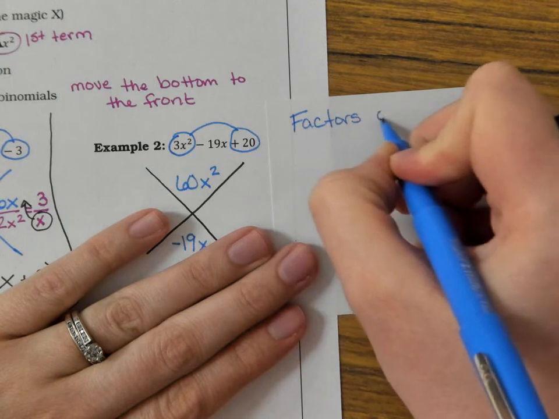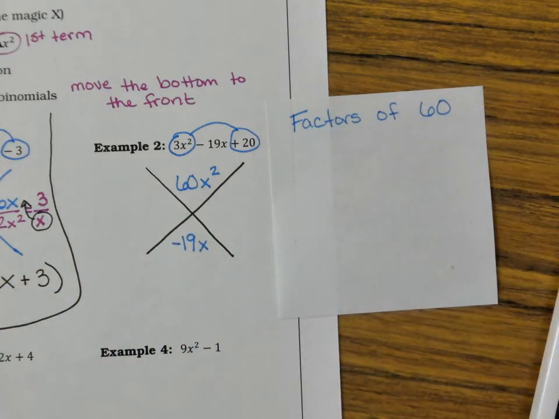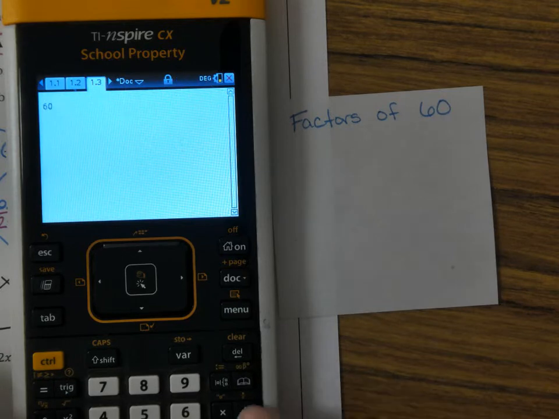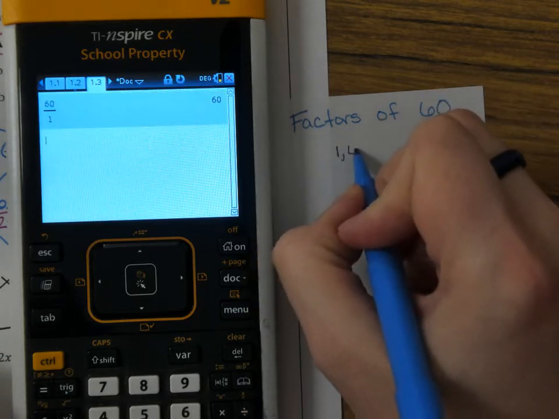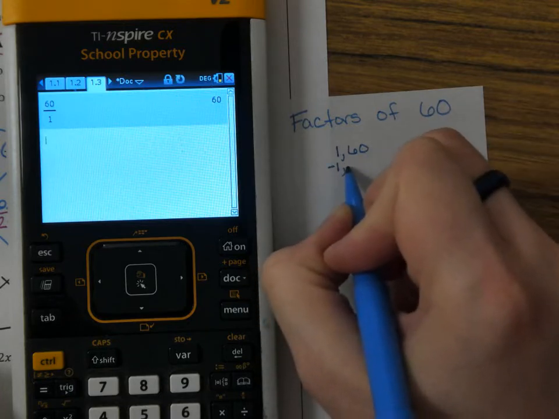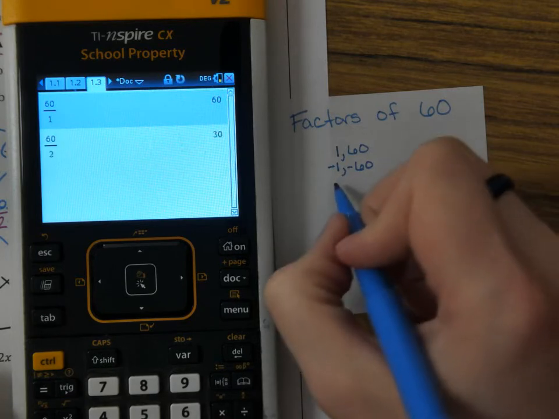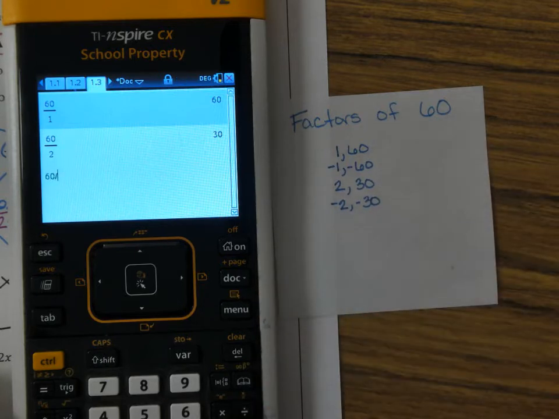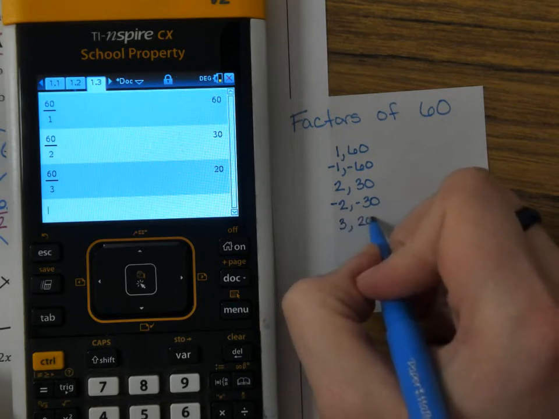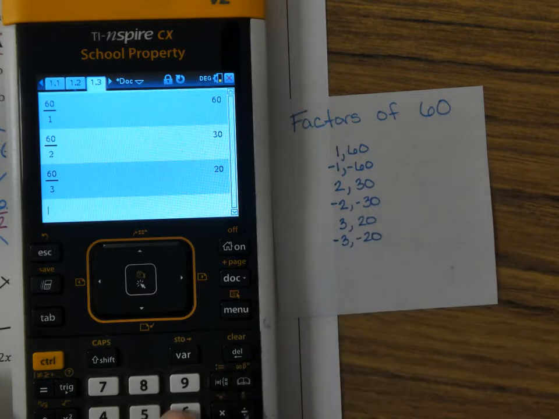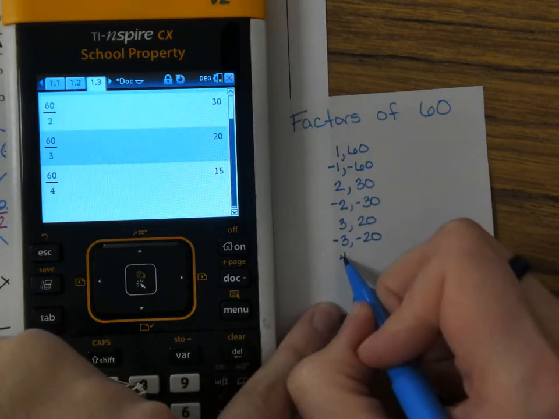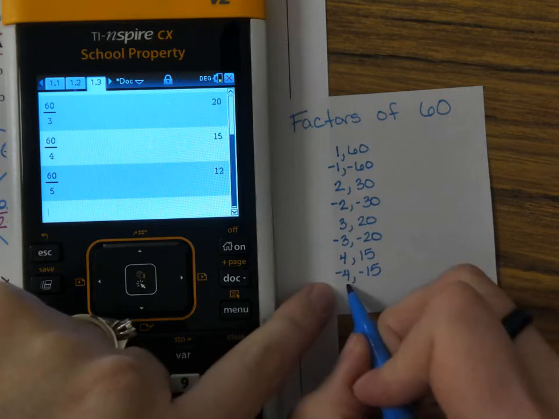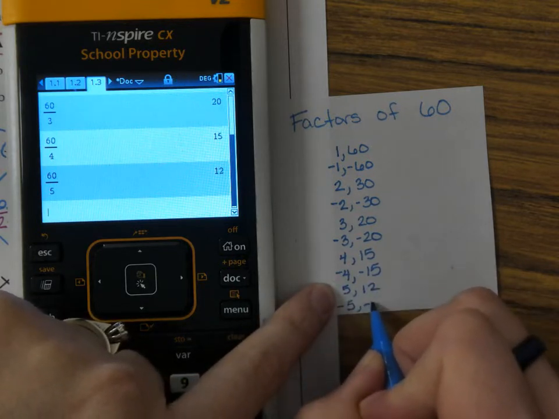Factors of 60. And there are a lot of factors for 60. And so again, we can use our calculator to help us figure them out if you're not sure. You just take 60 and you divide. So I know I have 1 and 60, which means -1, -60. 2 and 30, or -2, -30. Divide by 3. 3 and 20, -3, -20. 4 and 15, or -4, -15. 5 and 12, -5, -12.